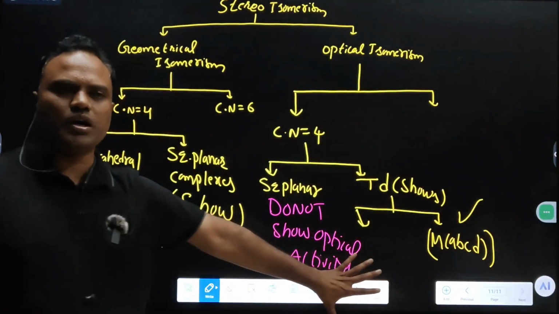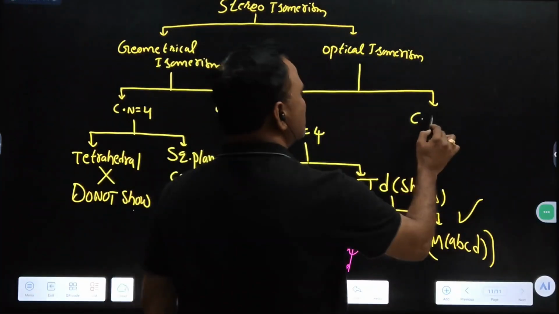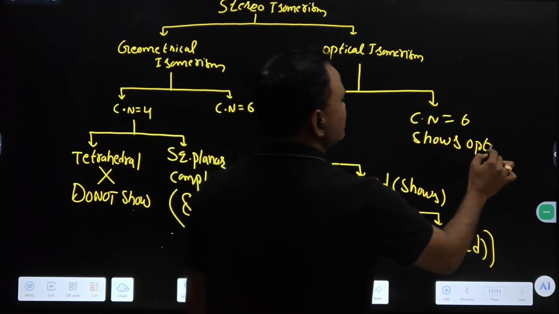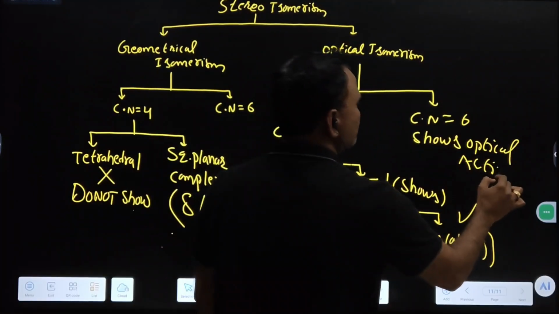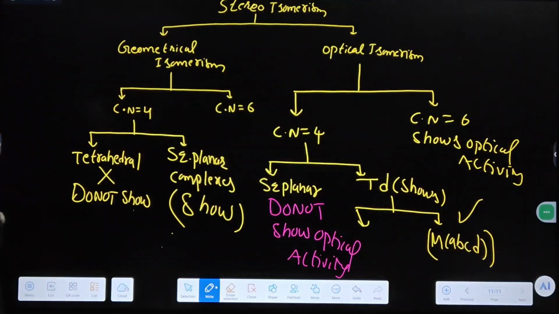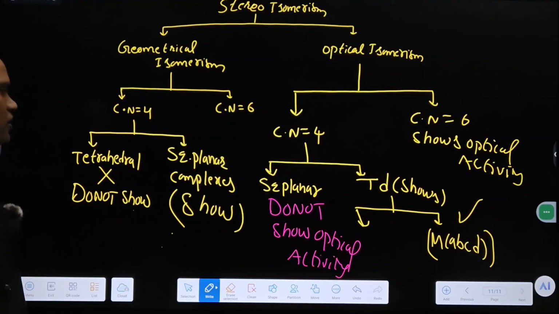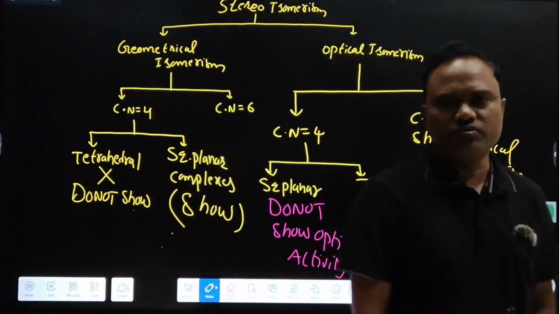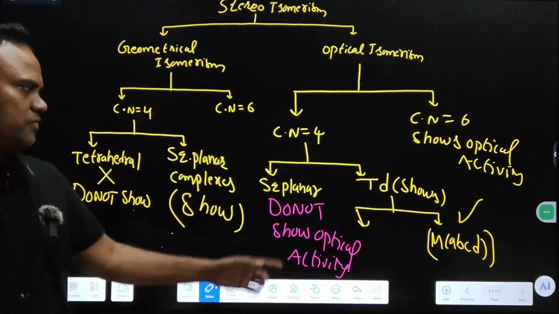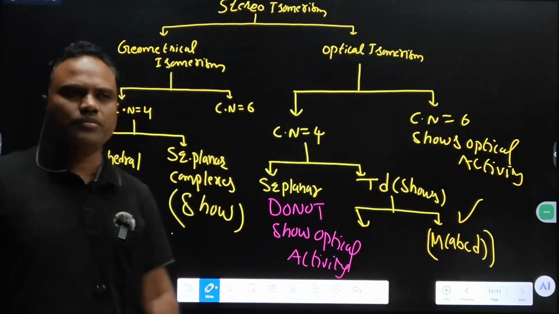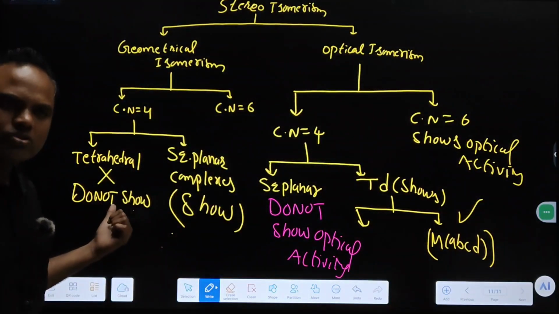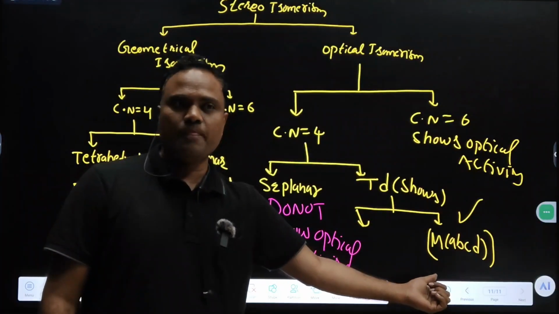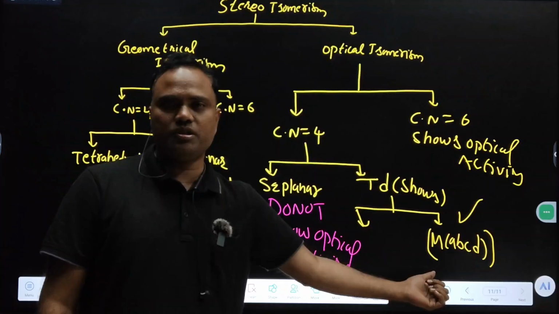Exceptional case means conditions are there, that's why I gave this. And coordination number 6 will show optical activity directly, right? So the basic idea: square planar complexes show geometrical isomerism. Square planar complexes never show optical isomerism. Tetrahedral complexes do not show geometrical isomerism. Tetrahedral complexes show optical isomerism when MABCD type, right?